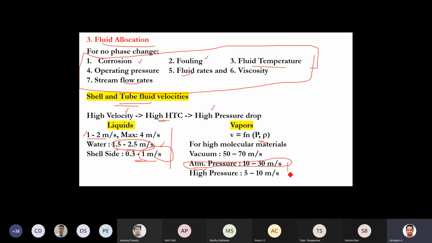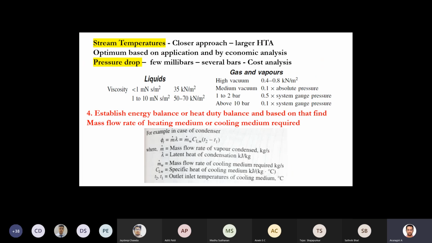So if we increase the pressure, what will happen? It is like a liquid, correct? So the velocity range will be around 5 to 10 meters per second. At vacuum operation, the velocity will be on the higher side, 50 to 70 meters per second. This is the idea about your tube side velocity. Then you have to see the stream temperature.